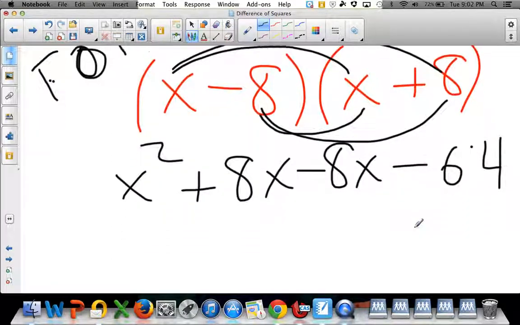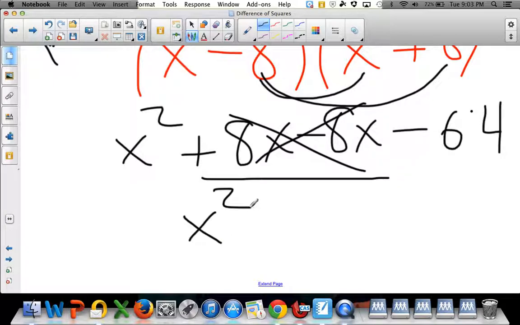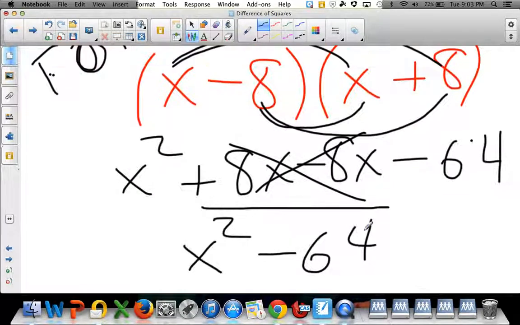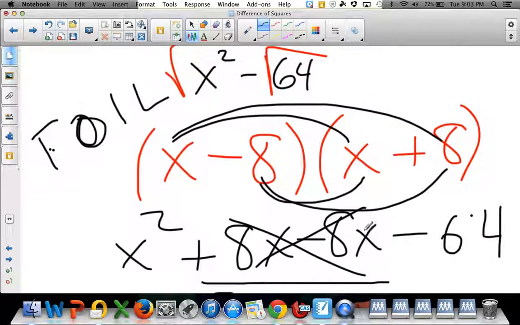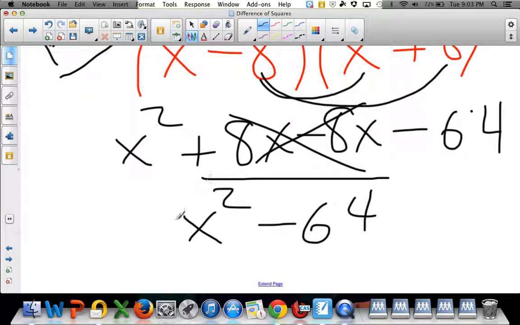Now, if I were to combine like terms, the only thing I have in common are my x terms, and I know 8x minus 8x cancels out, and I'm left with x squared minus 64. So that's an easy way to check my work: after I found the square root of the first and second term, if I were to distribute it back through, or FOIL, then I should get the original problem.